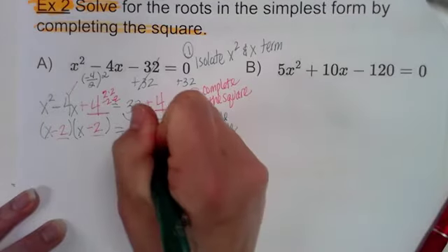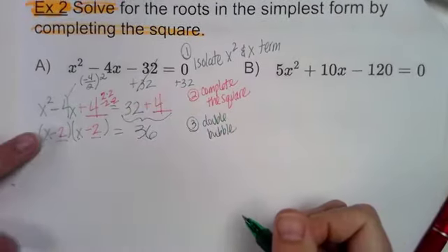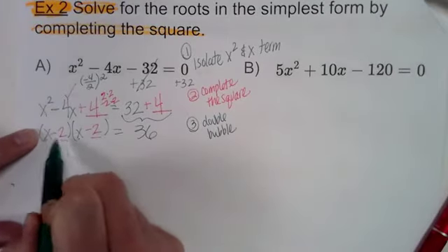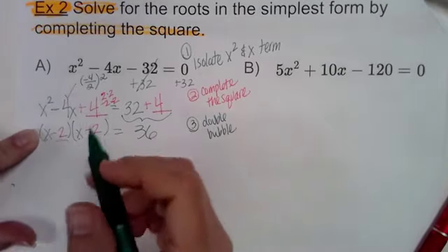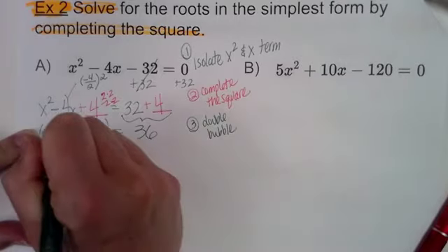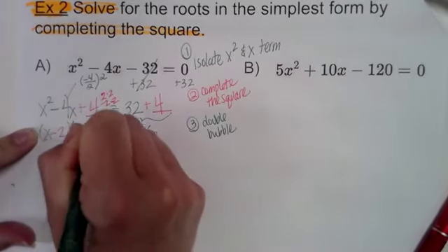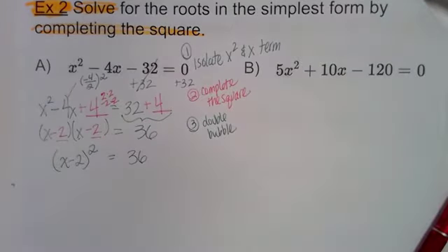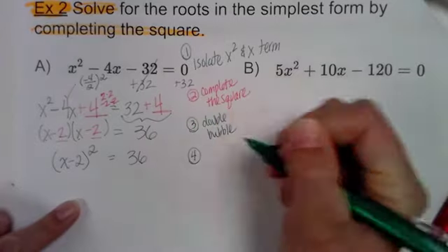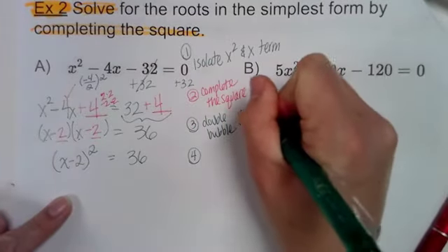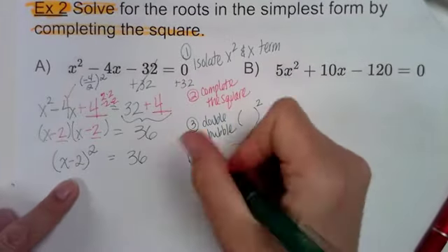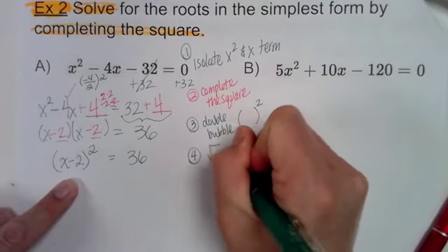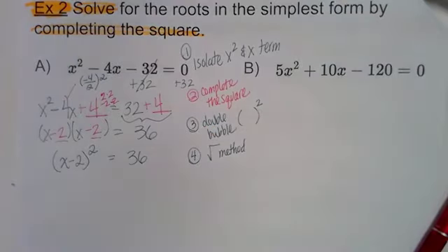Can I clean up this right-hand side? What's 32 plus 4? 36. You'll notice this is an interesting thing here. It's a repeated factor, so I'm going to consolidate it. I'm just going to say (x minus 2) quantity squared equals 36. Isn't that nice and neat? It's really tight. In this form, now we can square root. We're going to use the square root method to solve for x.